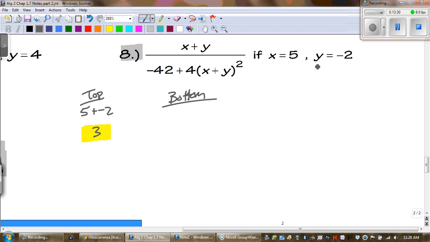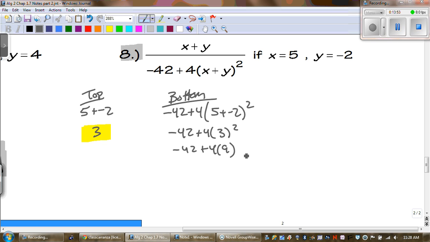Okay, and now on the bottom, we got negative 4 times the quantity 5 plus negative 2, squared. Okay, and then just follow the order of operations. Go inside the parentheses first, which gives us 3. And now we have to do the exponents, which gives us 9. Then we have to multiply to get 36. And then we get our answer there of negative 6.